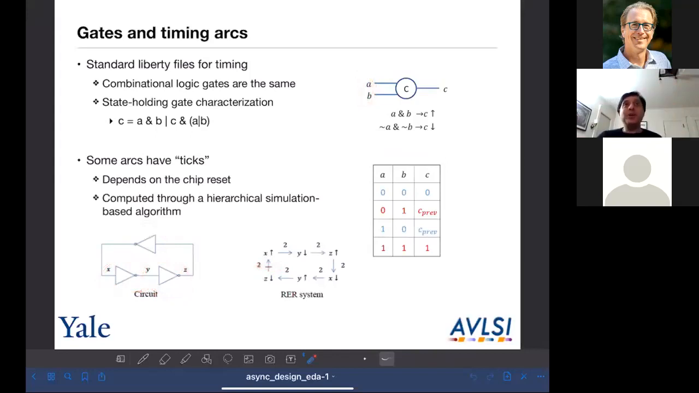And it turns out that the way you need to compute the ticks in the published results involves simulation. And the simulation takes so long that you could just use simulation and forget about timing analysis. Right. So we came up with a new algorithm to do this very, very efficiently. So we do that as well.